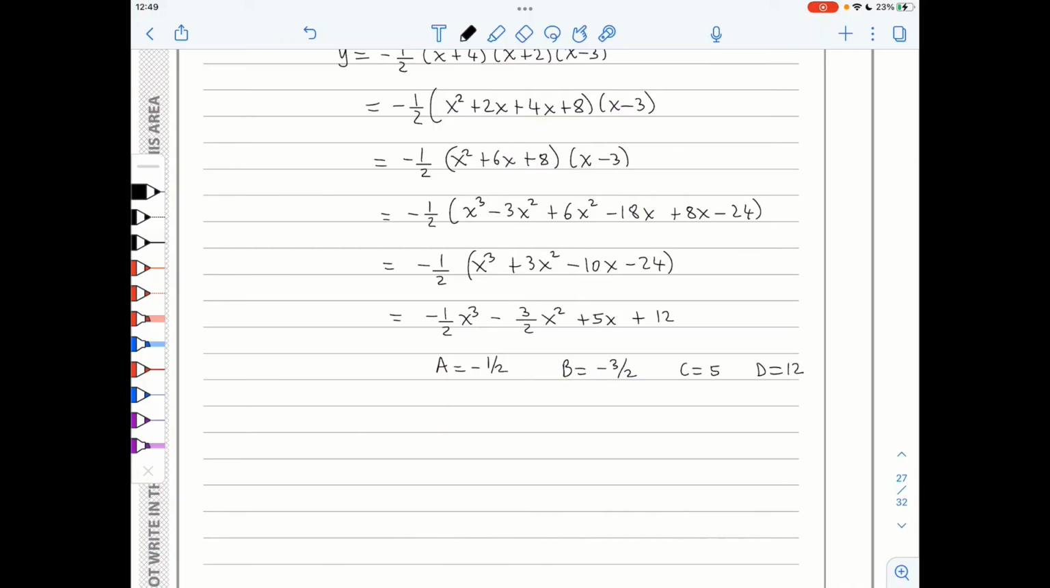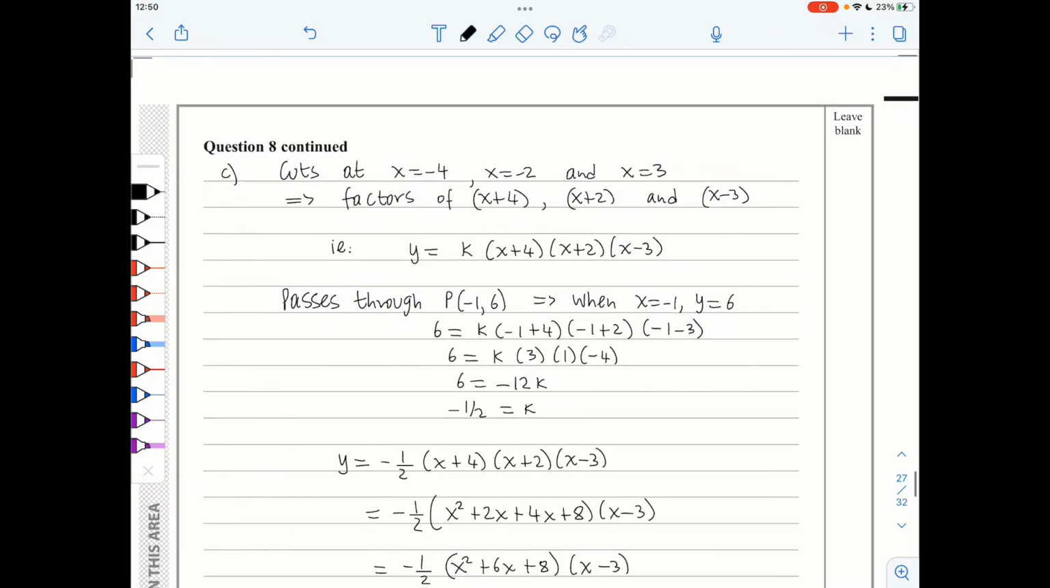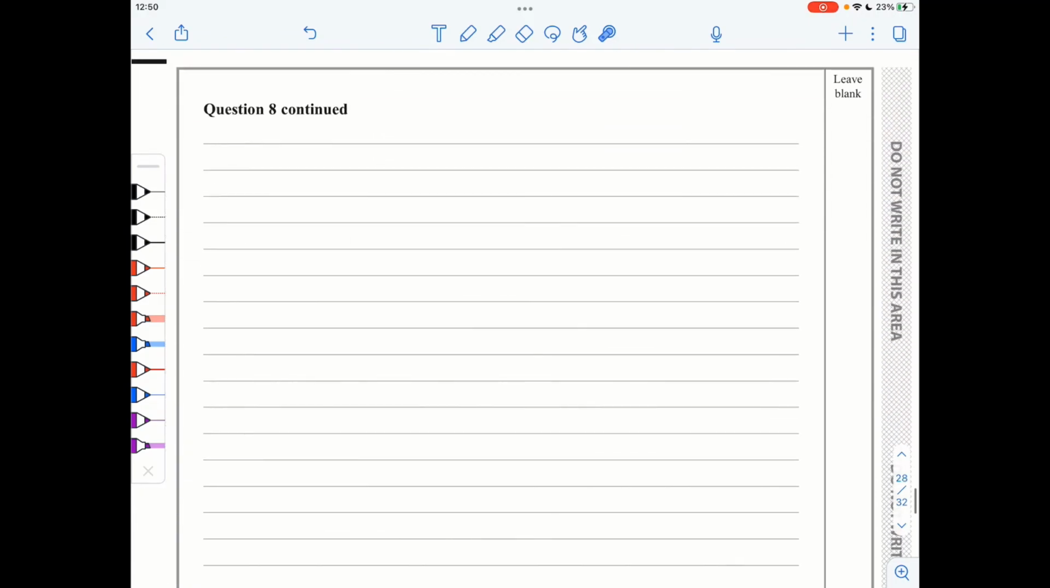So that was one way of solving this. It all depended on you realizing that for me to have these cuts on the x-axis, I needed to have these 3 factors, and then working with this idea of the k. Now, was there another way? Of course, there's another way.